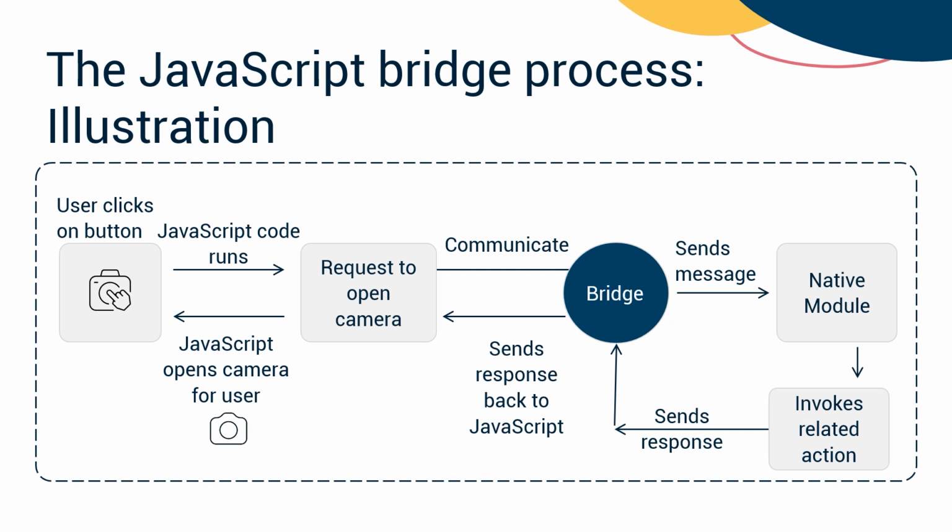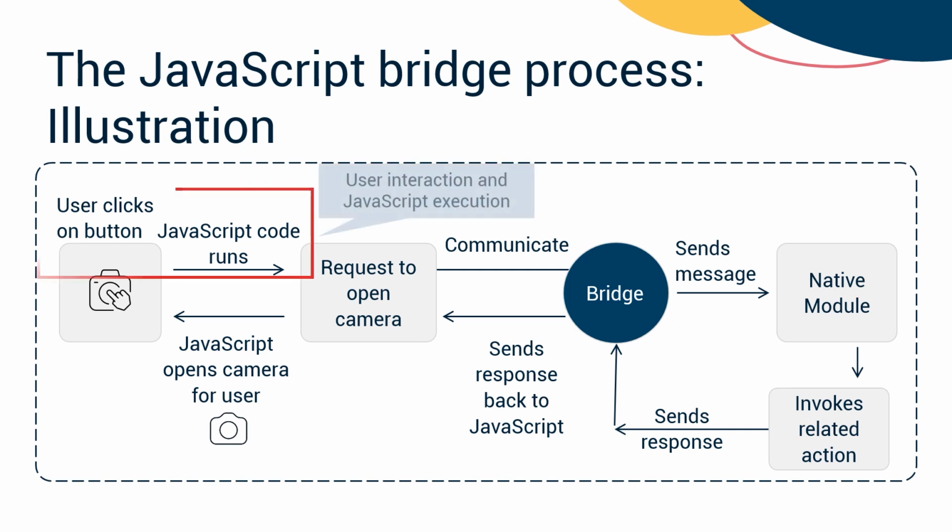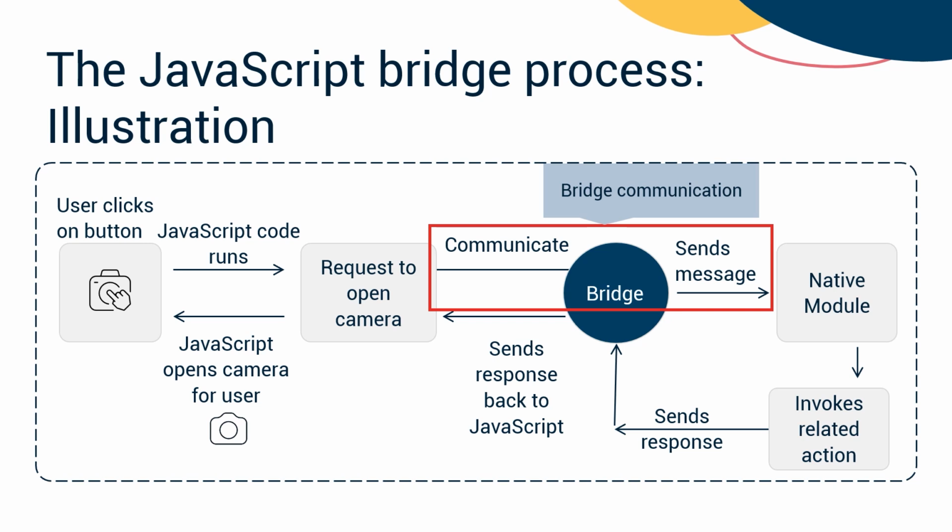This diagram illustrates the process of the JavaScript bridge, which connects JavaScript code to native components in a device application of camera. The process begins with user interaction and JavaScript execution. Here, the user starts an interaction with an app like tapping a button. This tapping of button triggers the JavaScript code to run and decide the next action. The next step is bridge communication. In this example, as the action requires a native feature related to opening the camera, JavaScript sends a message through the bridge. This message is formatted so that the native side of the app can understand it.